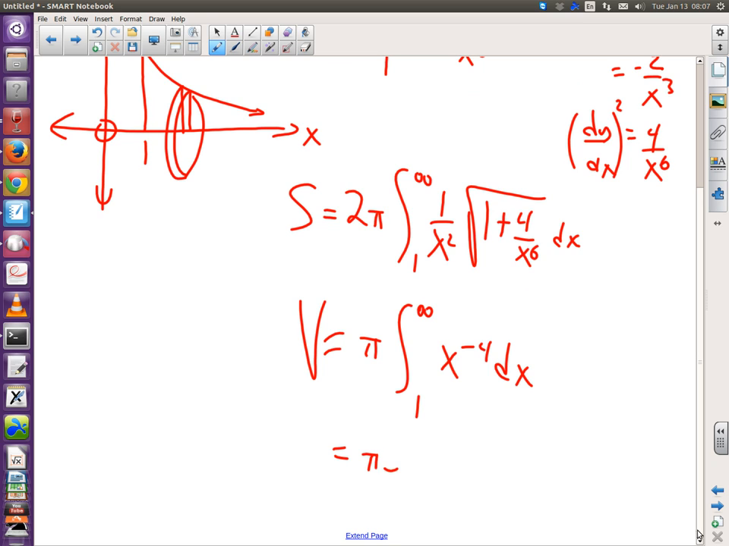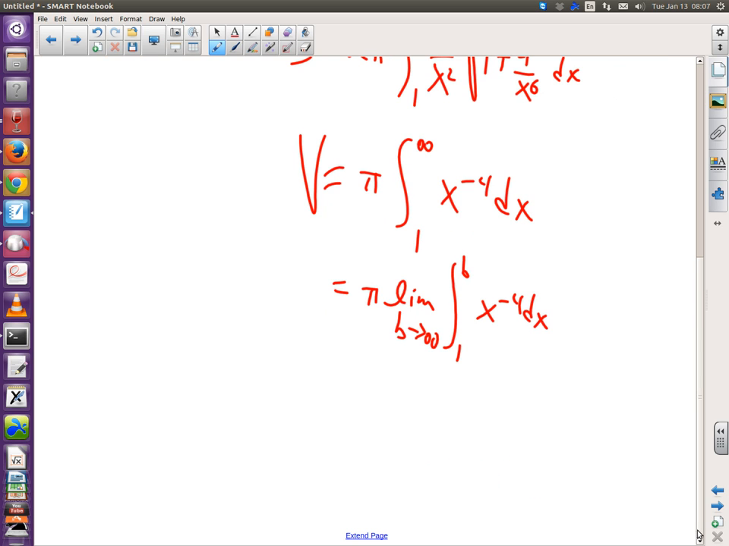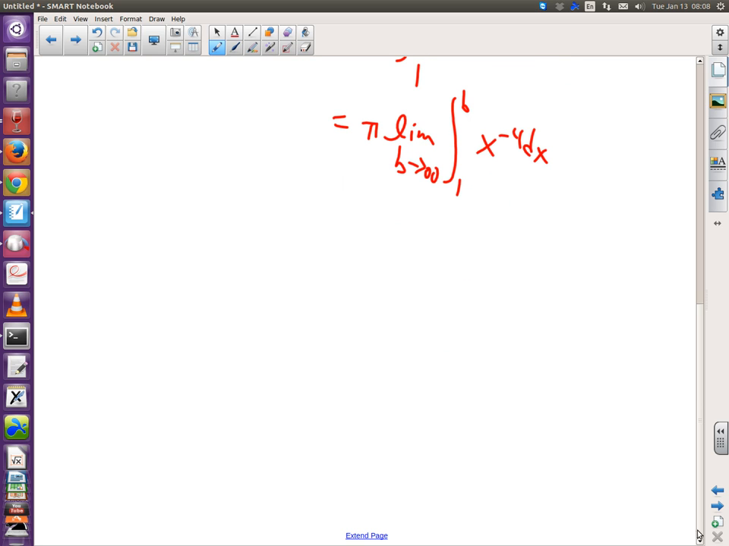Remember, what you got to do is make it a limit as b goes to infinity, the integral from 1 to b, so plug in 1, plug in b, b's a number, pretend, right? x to the negative 4 dx. See what you get. And you can do that one algebraically. You don't need a convergence table. What's the antiderivative of x to the negative 4? x to the negative 3 over negative 3. Right? So what do you get?